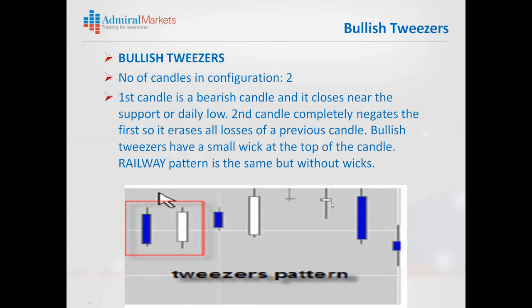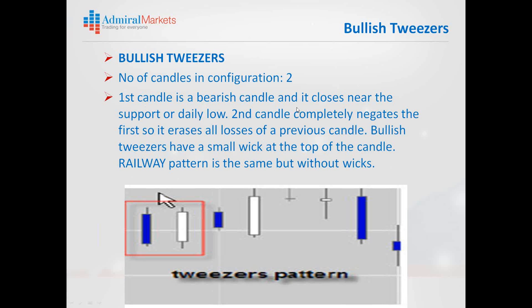Tweezers, we have a two candlestick configuration. First candle is a bearish candle and it closes near the support or daily low. Second candle completely negates the first. It goes in the opposite direction of the first candle and erases all the losses of the previous candle. Bullish tweezers have a small wick at the top of the candle. The main difference between railway and tweezers is that the railway pattern is without wicks. So just concentrate on this pattern. You can call it railway if you want, but this is basically the same. Tweezers. The first candle is bearish. The second candle is almost the same as the first, but in the opposite direction. It's a very strong reversal pattern.